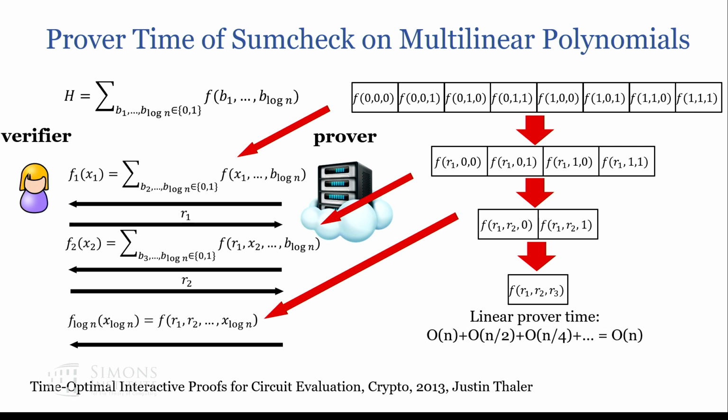And the complexity is order of n plus n over 2 plus n over 4 and so forth, which is linear. It's optimal for the Sumcheck protocol on multilinear polynomials. And this technique is called dynamic programming.